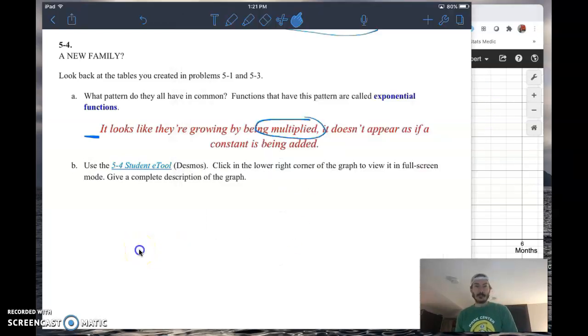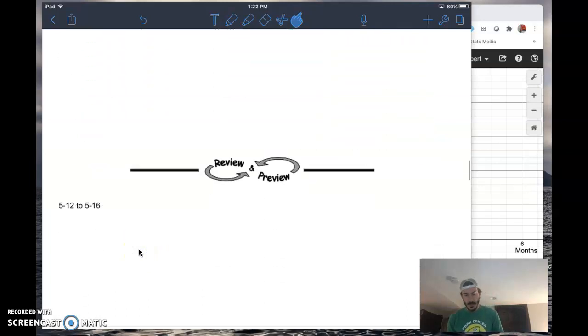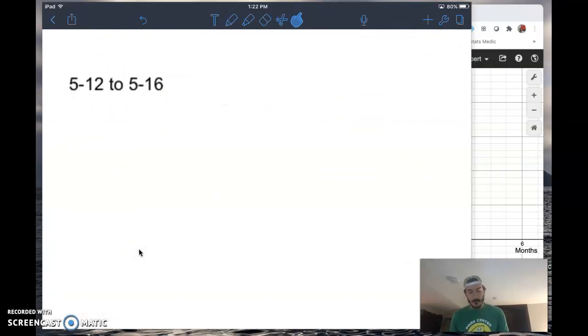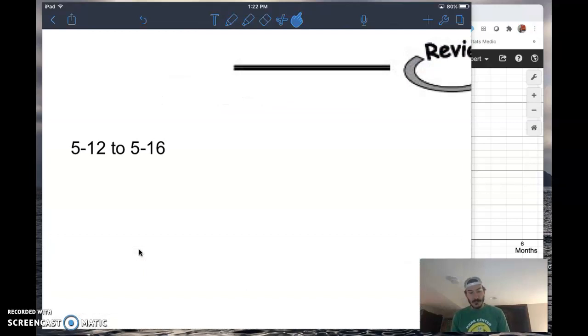Okay, ladies and gentlemen, a little bit of review preview today, all right? And that review preview you're going to find right here. It's 512 to 516. As I brought up yesterday, the opportunity to try some of these things and generate some questions so you know what to ask if you're in need of help is a very powerful thing. And the only way you get that is by trying some of these things in the practice, so to speak.